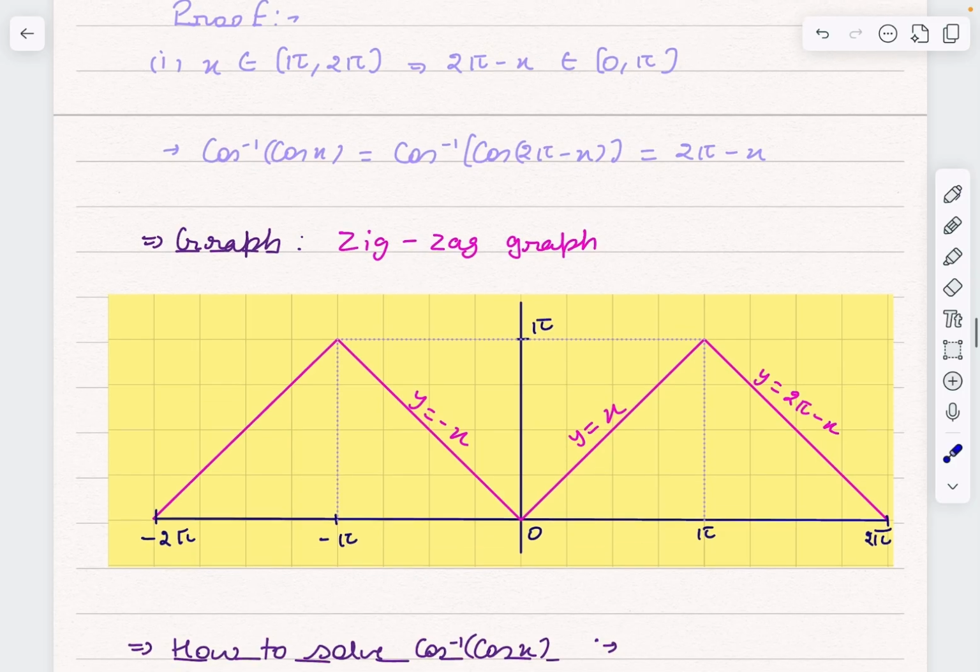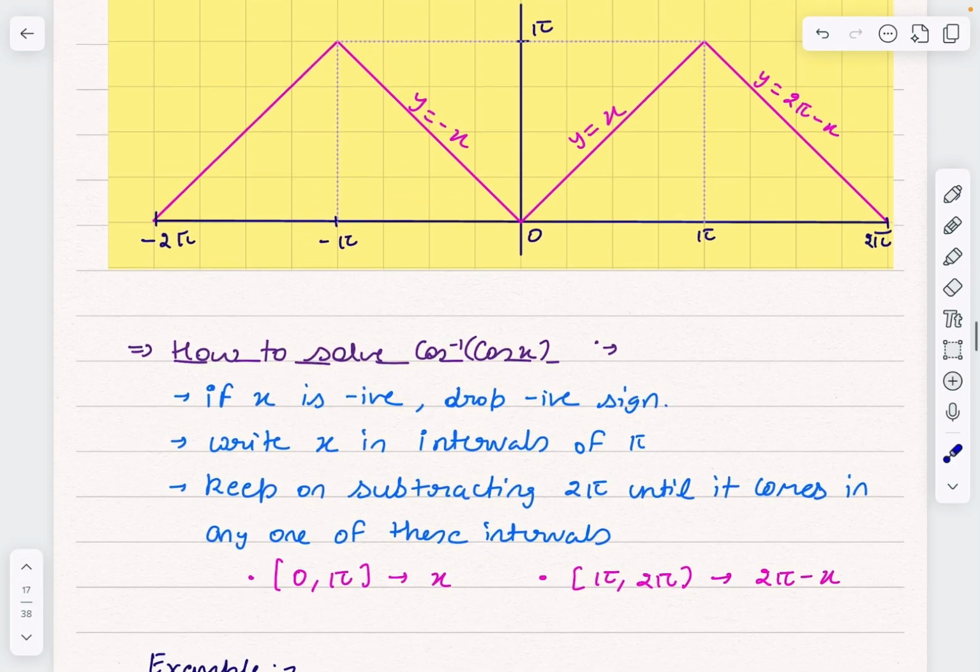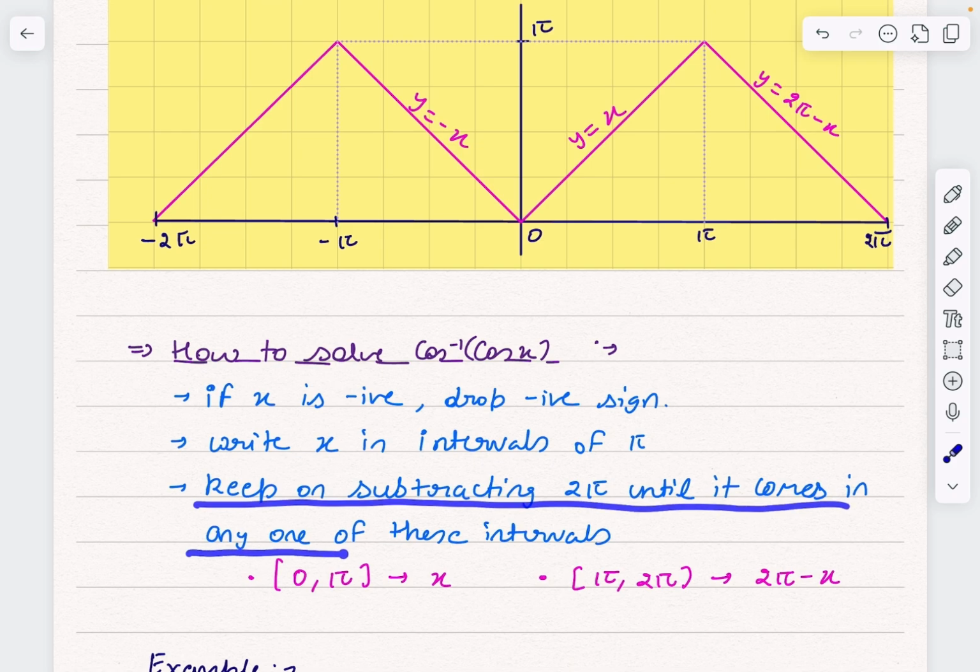Next, how to solve cos inverse of cos x? First point, if x is negative, drop the negative sign because it is an even function. It will just absorb the negative. The value will be the same as the positive one. Write x in intervals of pi. Now we write intervals of pi because we have to compare with 0 to pi or pi to 2 pi. Again, keep on subtracting 2 pi until it comes in any one of these intervals.